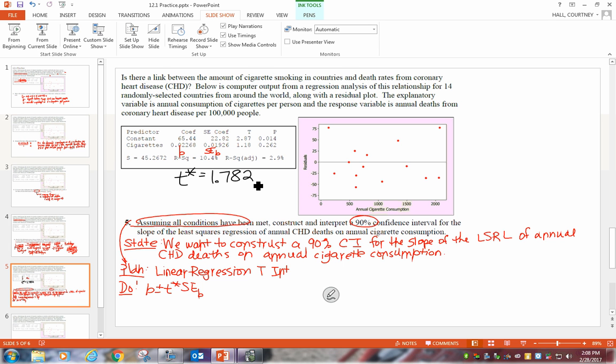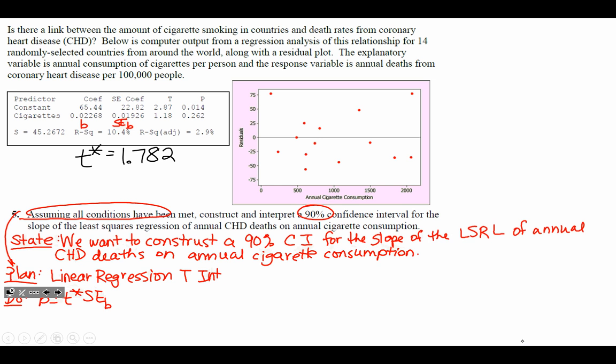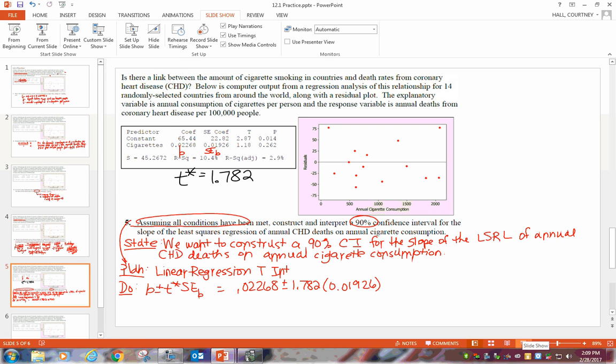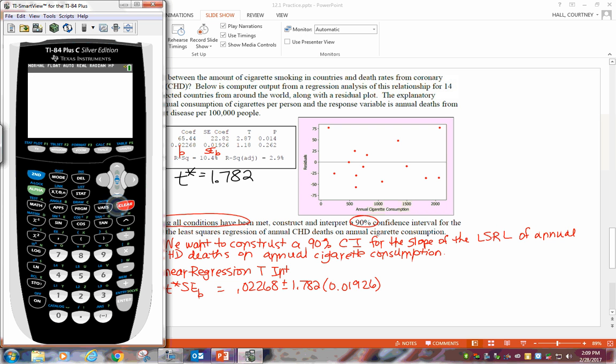Okay, let me display again so it can go back to red. Okay, so we have our B from the chart, it is 0.02268 plus or minus our T star, which is 1.782 times our SE sub B, which is again the standard error of the slope, 0.01926. So we need to calculate both of those, the plus and the minus, and that gives us our confidence interval.